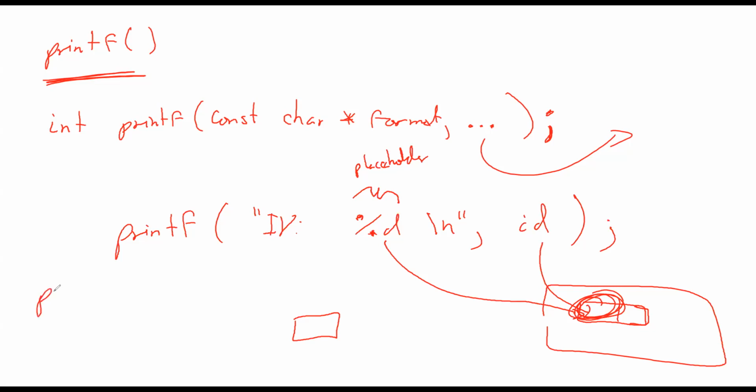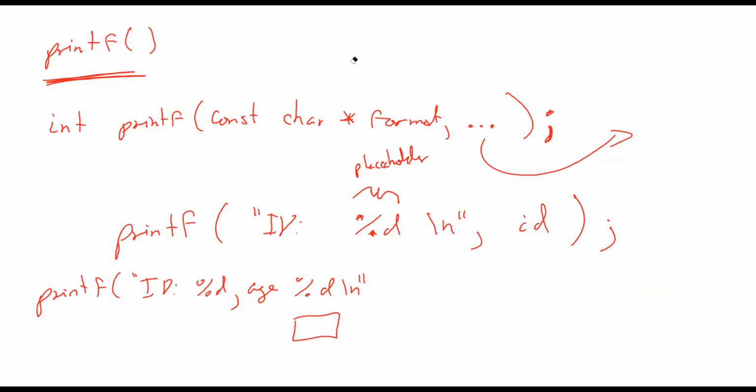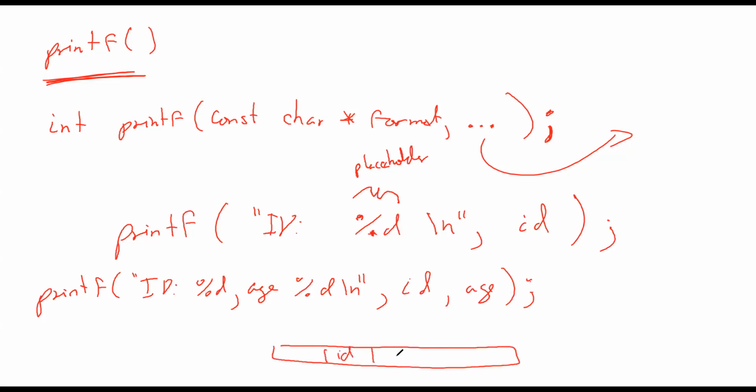Well, if you think about it, what if you had this scenario? ID, percentage D, age, percentage D, like that. So in that case, now you have two format strings. So that means you need two parameters. So you have ID and age. Right? You see that? So in memory now, you have ID, let's say, age over here.